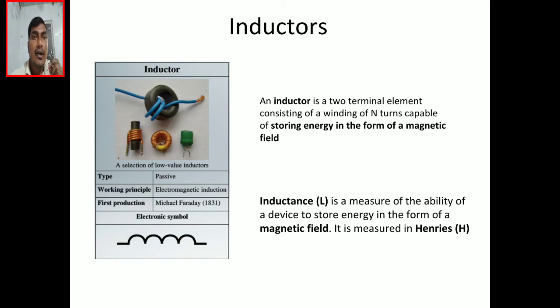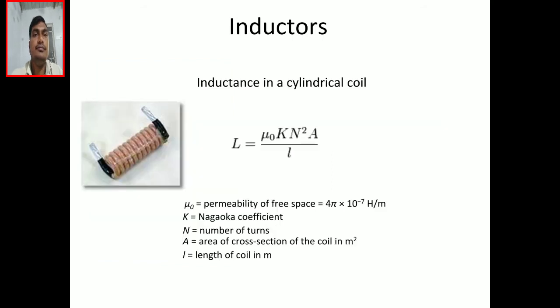And what is the property of a resistor? It opposes the flow of current. The inductor's property is that it opposes the sudden change in current. And for a capacitor, another property is that it opposes the sudden change in voltage. So for inductance, the physical formula is mu naught k n square A by L.